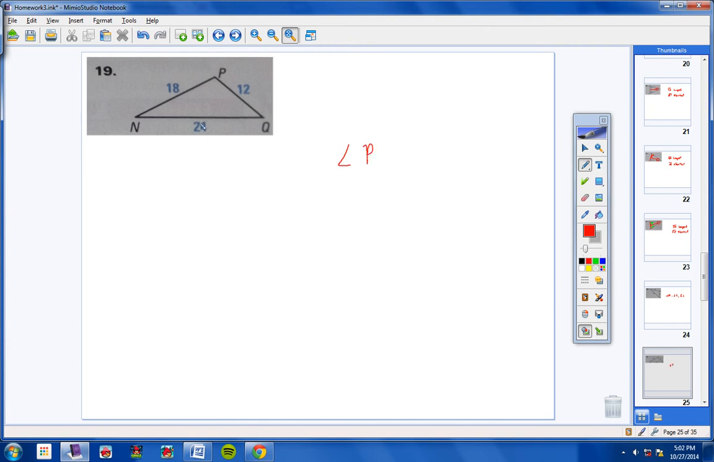Now the next longest side after 24 would be 18, so go straight across, and angle Q would be the next largest angle. Okay. So angle Q would come next, and then the smallest angle is the last one, which is angle N. And of course, we also know that angle N is the smallest angle because it's across from the shortest side, side 12.